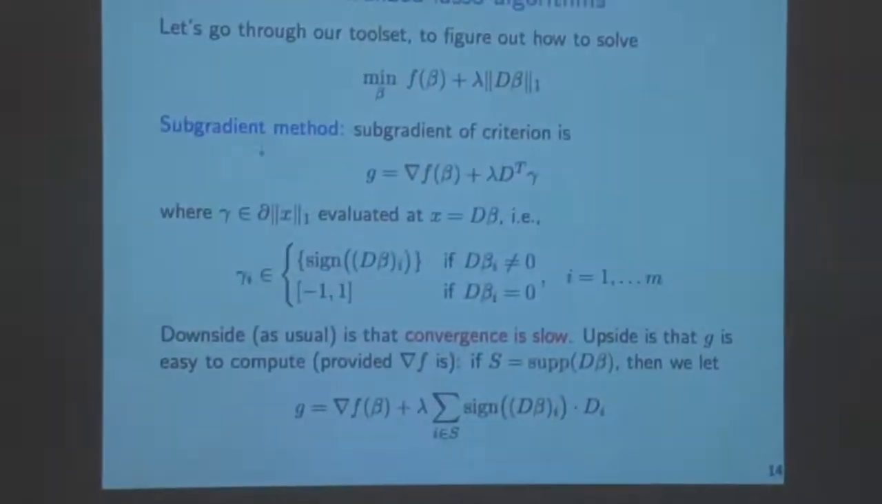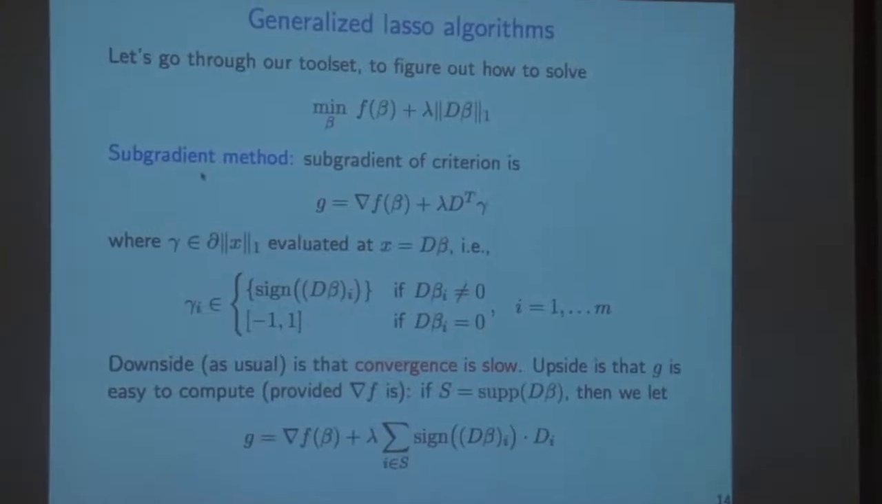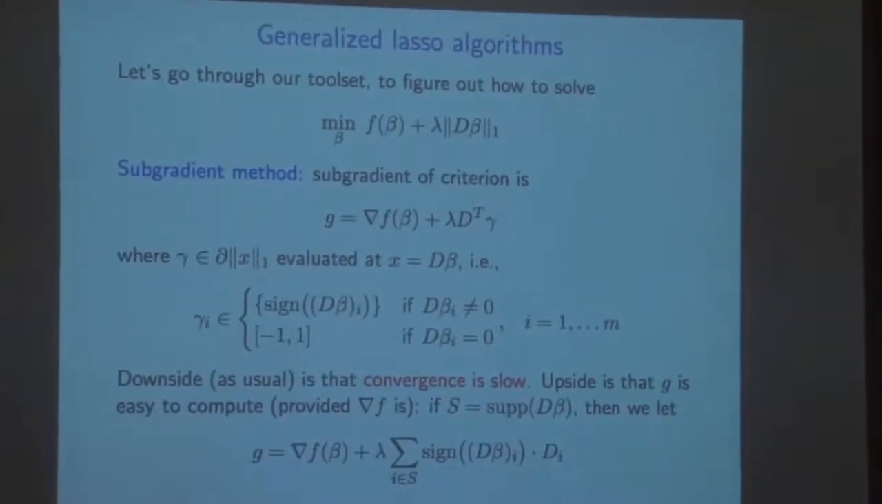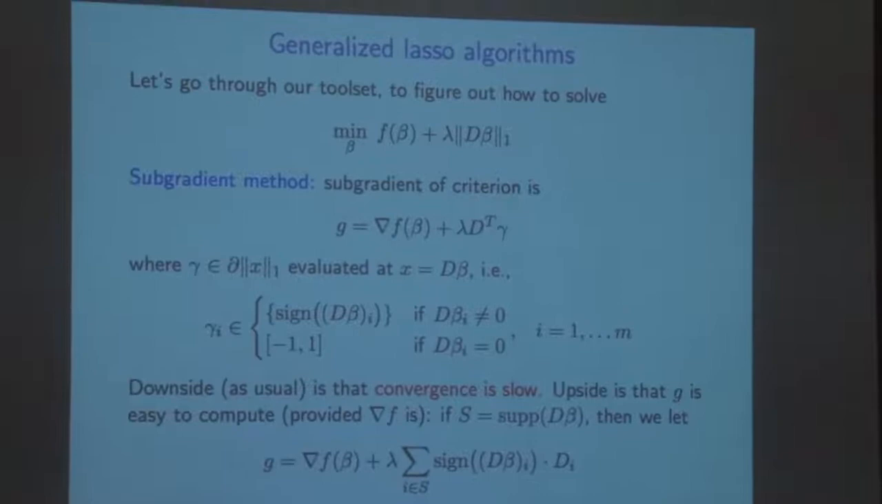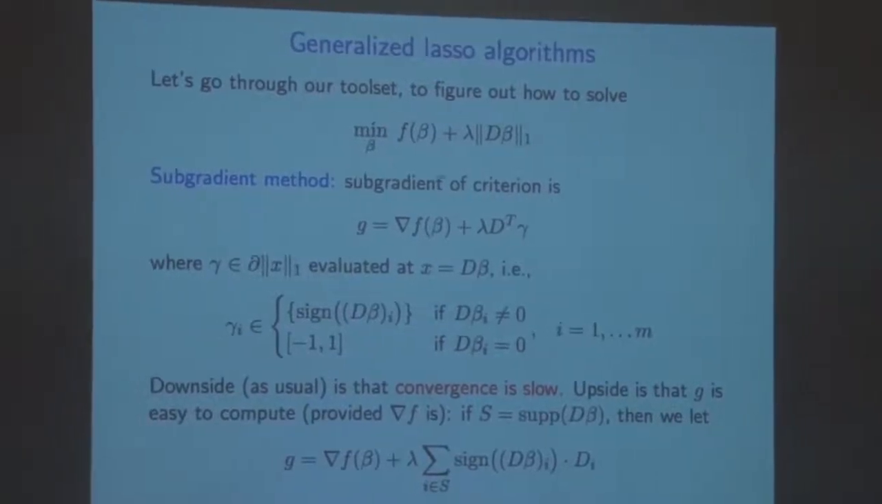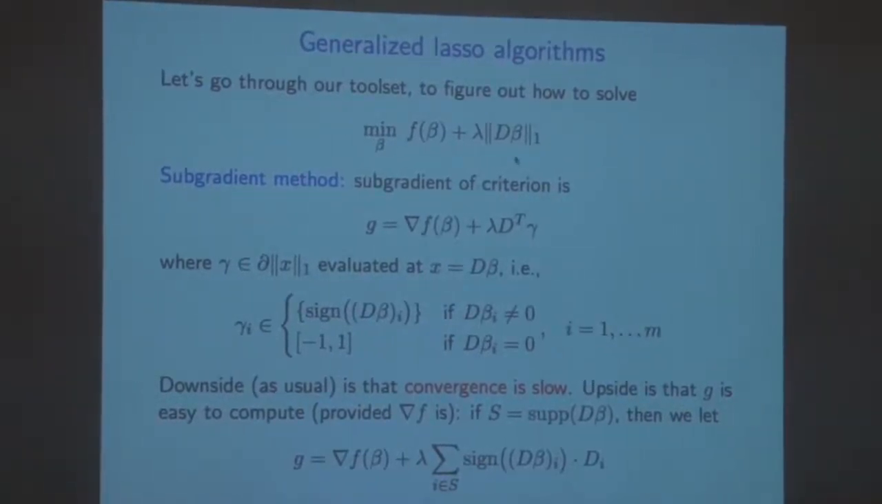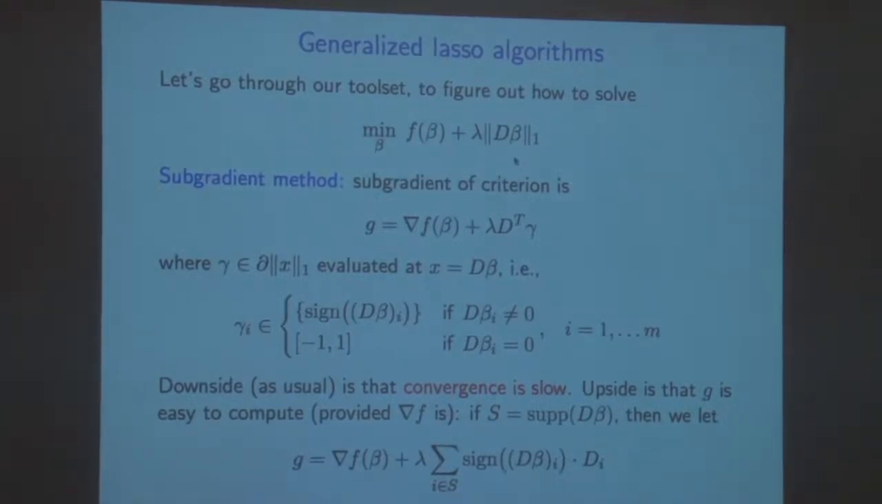So this is not a smooth criterion, right? So we can't apply gradient descent. We know that already. So we're going to start off with subgradient method as the first thing we learned for non-smooth convex criterions. So how would I apply the subgradient method to this problem? Well, at every step, suppose I'm at an estimate beta, I want to update it, I have to figure out what is a valid subgradient of my criterion function, f of beta plus lambda times the L1 norm of D times beta.